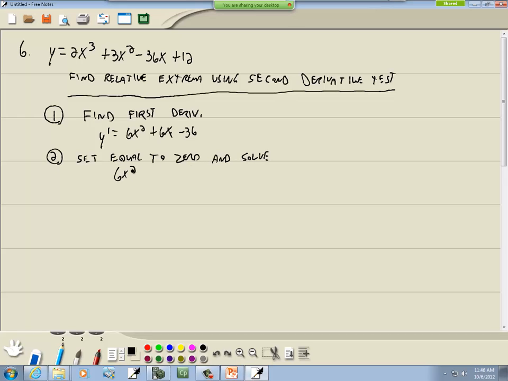So we got 6x squared plus 6x minus 36 equal to 0. Now, since this is an equation and everything's divisible by 6, I could go through and divide everything by 6. So that would give us x squared plus x minus 36 divided by 6, which is 6, equals 0. That gives us x plus 3 times x minus 2 equal to 0. And set each one of those equal to 0. So we got x plus 3 equal to 0 and x minus 2 equal to 0. And we get x is equal to negative 3 and x is equal to positive 2. These are our critical values.